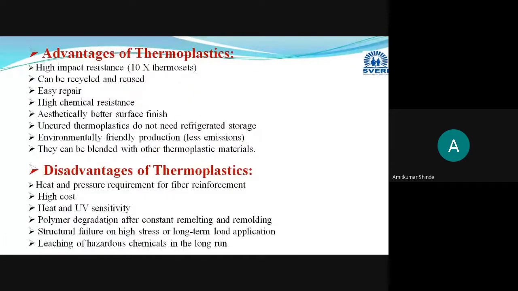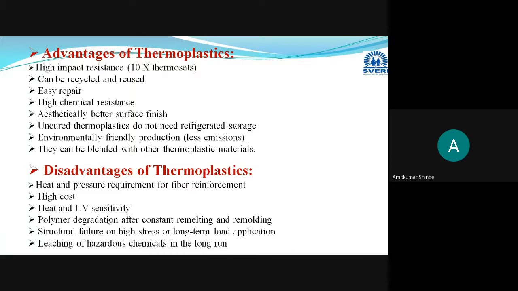Okay, these are the advantages of thermoplastic materials. They have very high impact resistance, and they can be recycled and reused. It is very easy to repair thermoplastic materials, and they have high chemical resistance. These are the best properties. Aesthetically, they will give you a better surface finish.